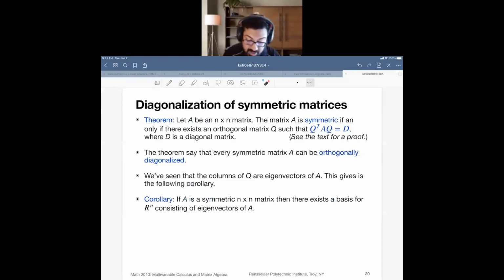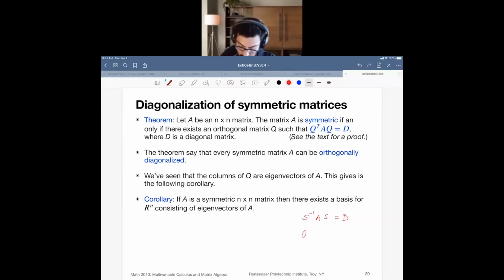Next, diagonalization of symmetric matrices. So how do you diagonalize a symmetric matrix? We have already said that symmetric matrices should always be diagonalizable. How can you do that? Well, if matrix A is symmetric, there exists a matrix Q such that Q transpose AQ will give you D. So earlier we were looking at S inverse AS equals D. Now, instead of S, we are using orthogonal matrices to diagonalize A.